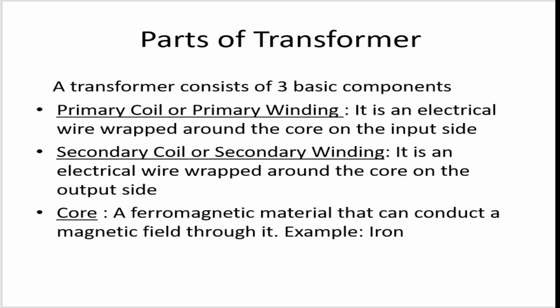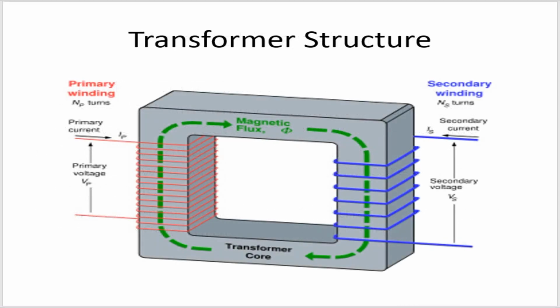Examples are iron or silicon steel, or a material such as CRGO, that is cold rolled grain oriented, is used for the formation of a transformer core. Then this is the structure of your transformer. It has a core and the two windings.